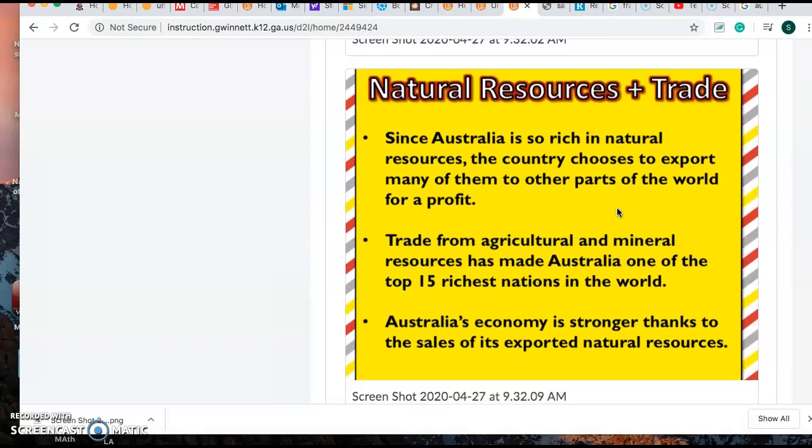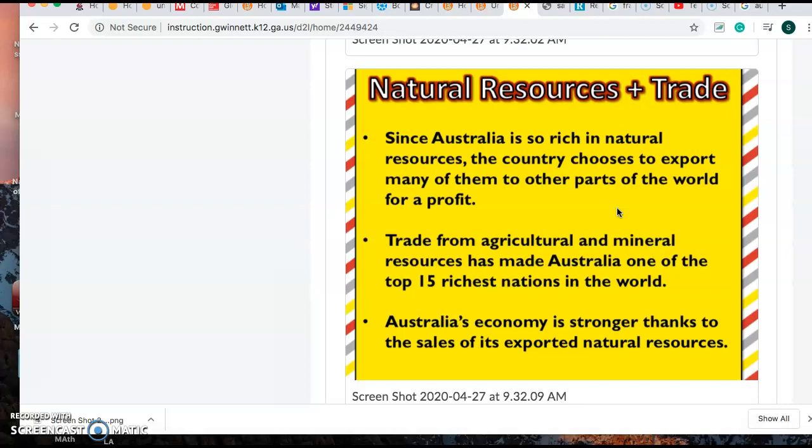Because Australia is so rich in natural resources, that means they have so many natural resources, the country chooses to export many of them to other parts of the world for a profit. This means that Australia takes all their natural resources, so their cattle, their sheep, their wheat, their iron ore, and they sell them to different countries and they get money back for that, okay?